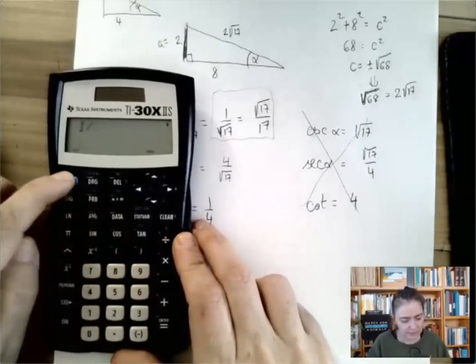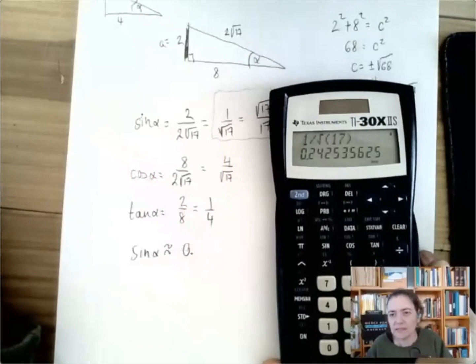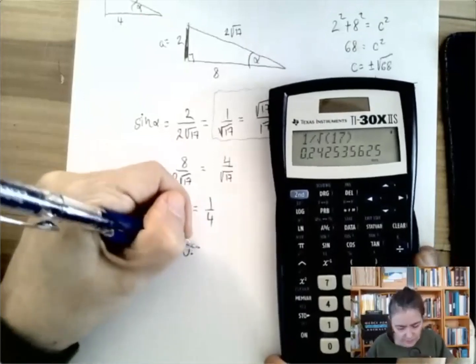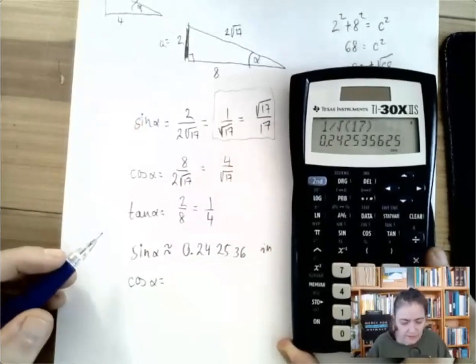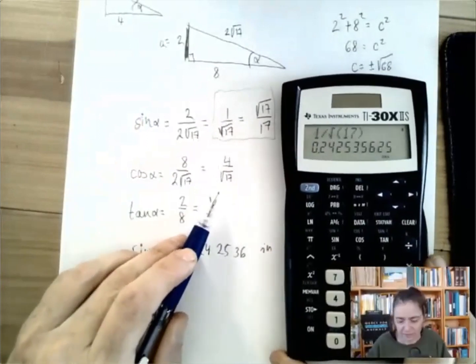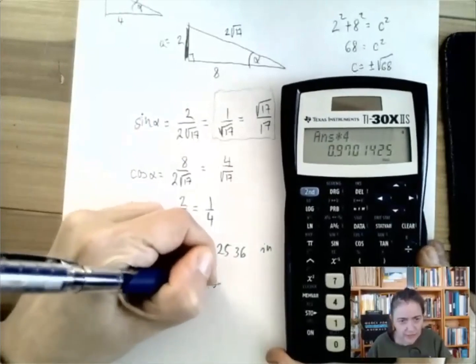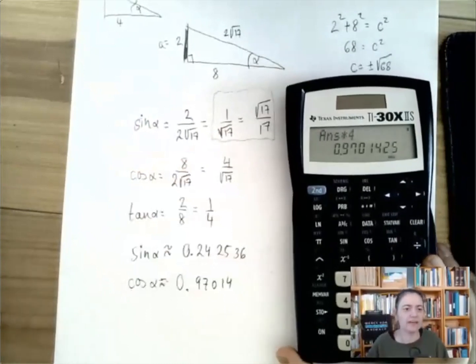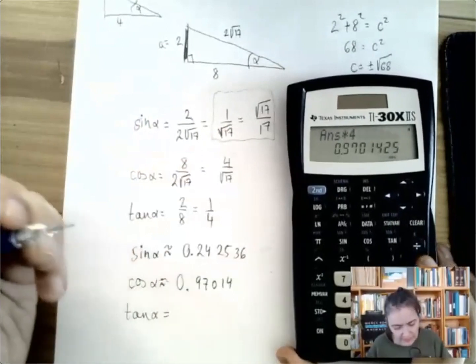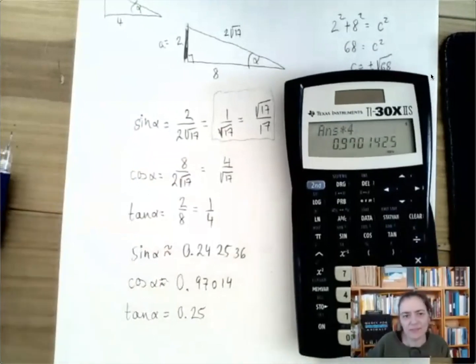So 1 divided by square root of 17 is 0.242536. We can round up 56 to 60. The problem says accurate up to 3 or more decimals. Cosine alpha is, well, this is in the calculator, so I'm just going to multiply this by 4. That's 0.97014. So the sine alpha is 0.242536, and the cosine alpha is 0.97014, and tangent alpha equals 1/4, or if you like decimal, 0.25. I doubt it's going to be decimals in the answers, but let's check it out.